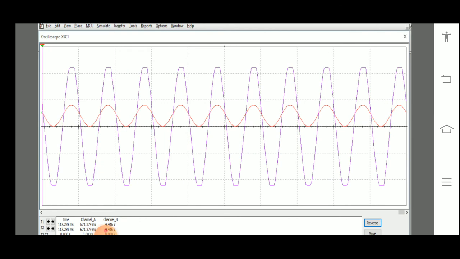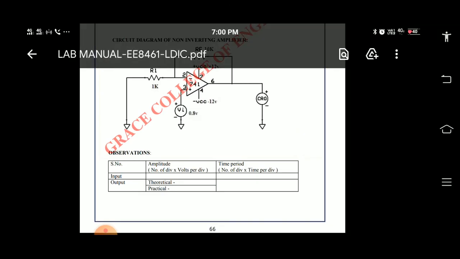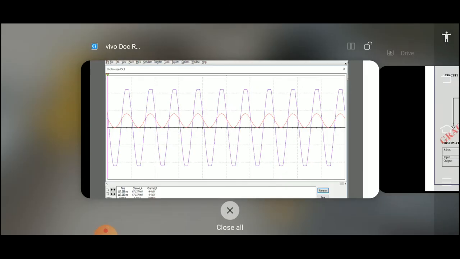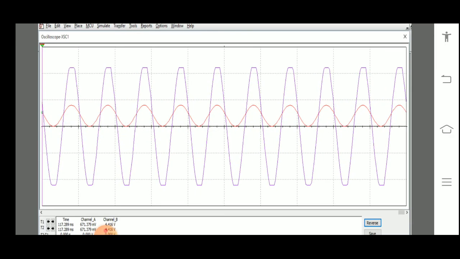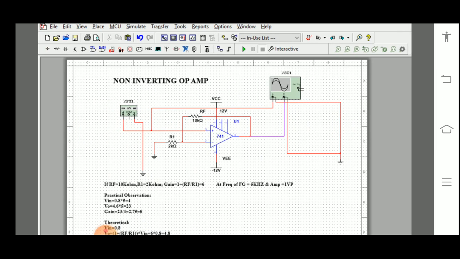So from that we can calculate Vin and V naught for our tabular column, by the number of divisions into the quantity per division. When we calculate both values with the help of this, we can practically calculate our gain. So I gave an example.